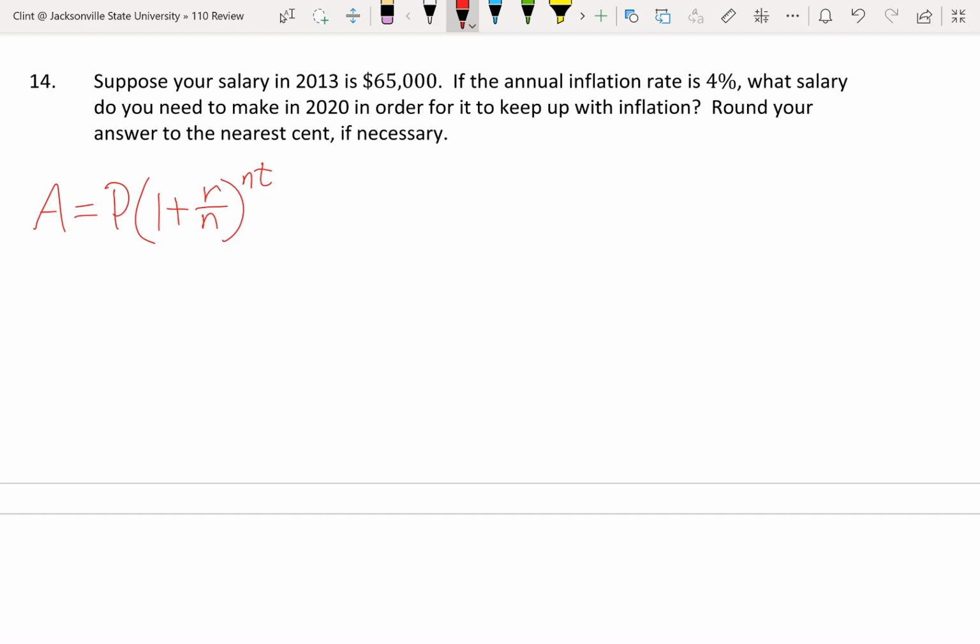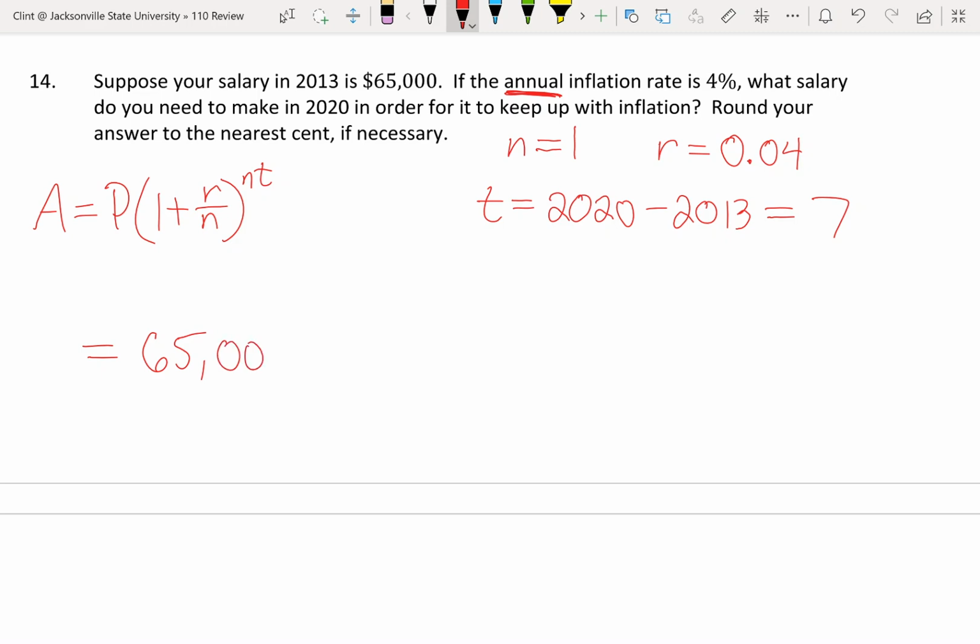On this one, since our inflation rate is just going to happen annually, N is just going to be 1. And then the rate is 4% per year, so R is 0.04. P is 65,000, and then to figure out T, you just subtract. So 2020 minus 2013 is 7 years for T. So plugging in, we get 65,000 times 1 plus 0.04 over 1, but you could leave out the over 1 if you wanted to. And then it's 1 times 7.